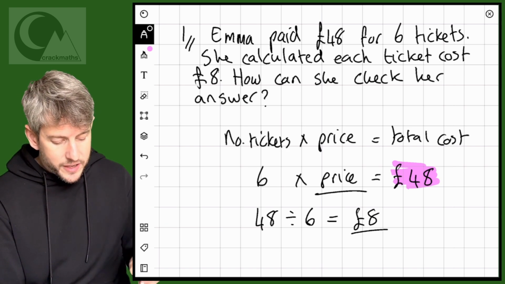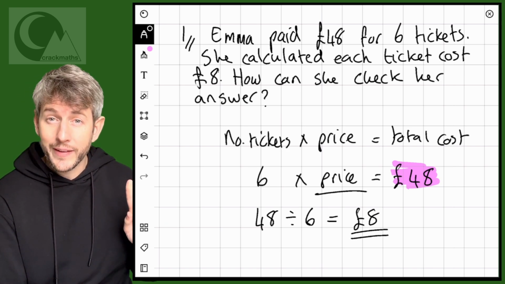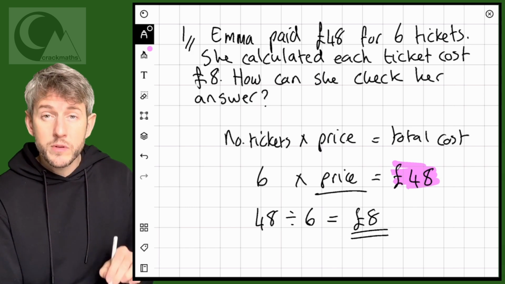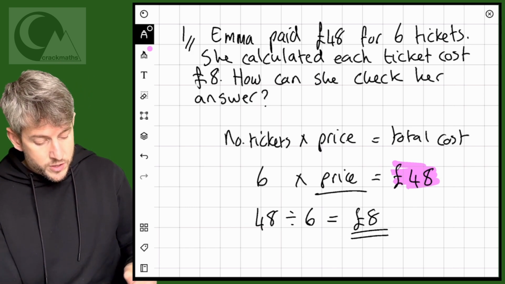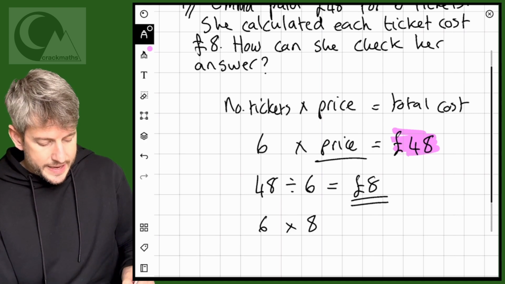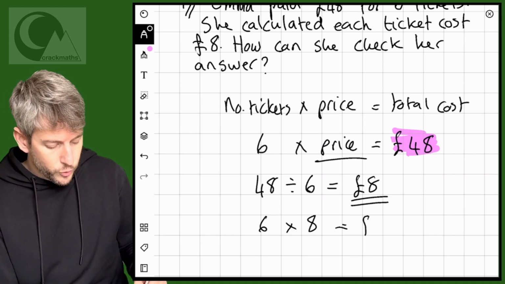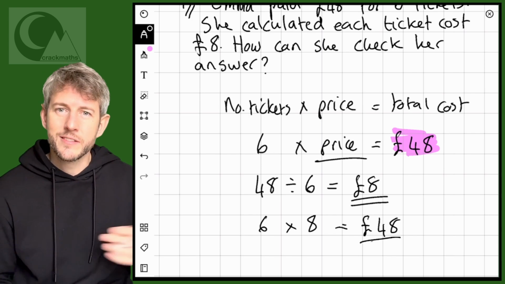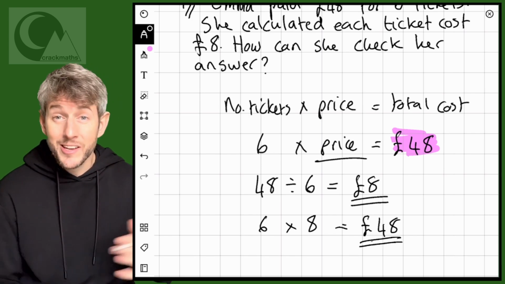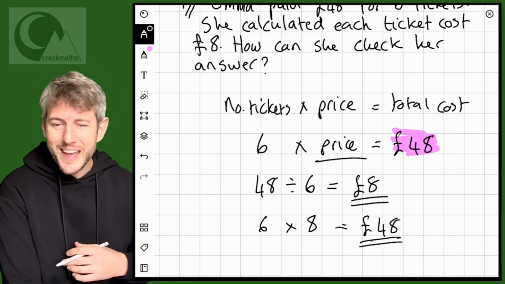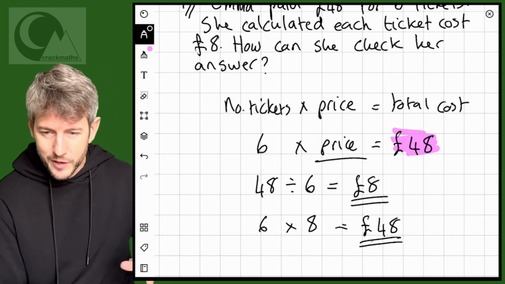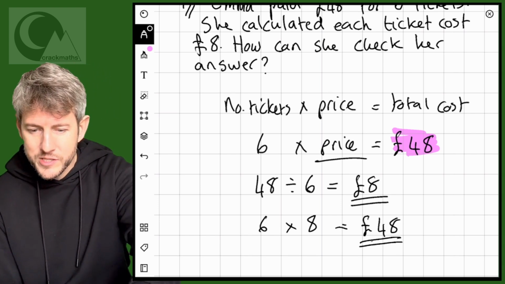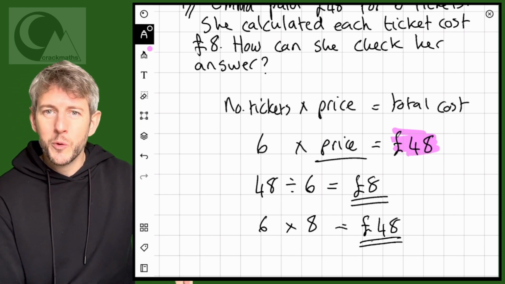£8. So we can confirm from our calculation that she is correct, but they want to know how can she check her answer. So what she could do is she could do 6 times 8 and check that that gives 48, and it actually does, because 6 times 8 is 48. So she's got it. Yeah, well done, Emma. You calculated your ticket prices correctly. Okay, let's have a look at one more question from here, and then we will call it a day.